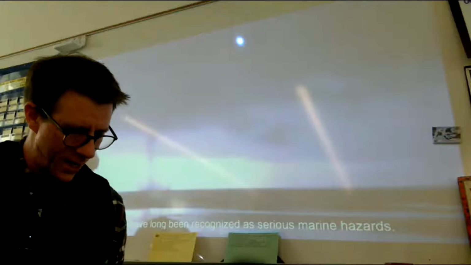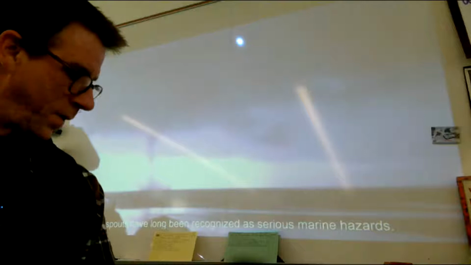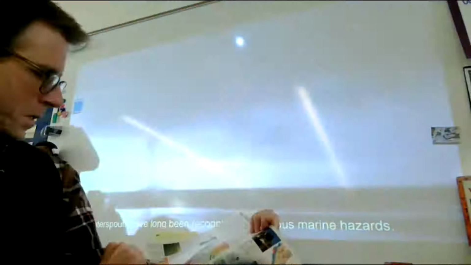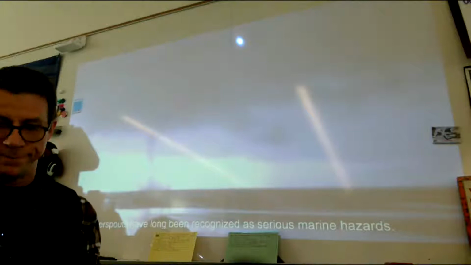Huh. So this is a book on earthquakes. They have great diagrams. They have the Richter scale. Those of you doing earthquakes, that's going to be important. The first seismograph. So they do have diagrams, but they don't have key vocabulary. Maybe I want you to do that and it's not necessary.